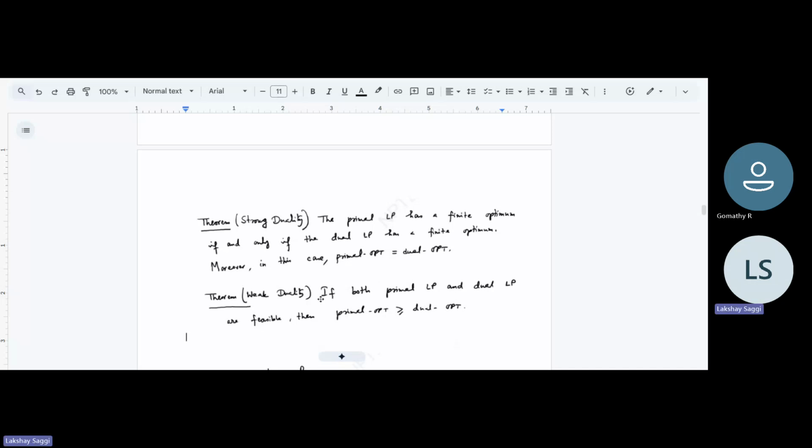I'm just saying that if both primal LP and dual LP are feasible, then primal opt is greater than or equal to dual opt. This is the weak duality theorem. And if you want to see, they actually turn out to be equal if both have finite value.